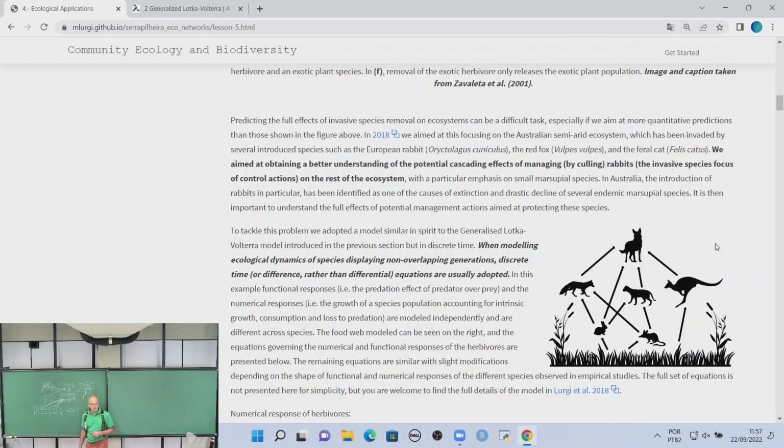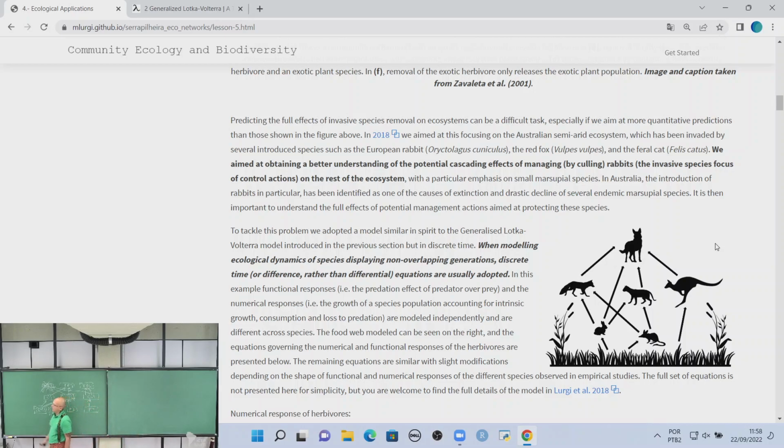The reason for that is that ever since the introduction of these three, many species of small marsupials in Australia have gone extinct, and the ones that have remained are critically decreasing. So they are trying to put in place many different measures to try to eradicate these three species, and there is a particular focus on rabbits.